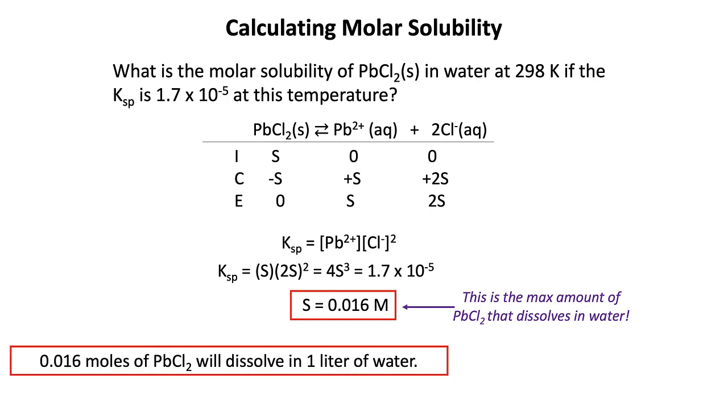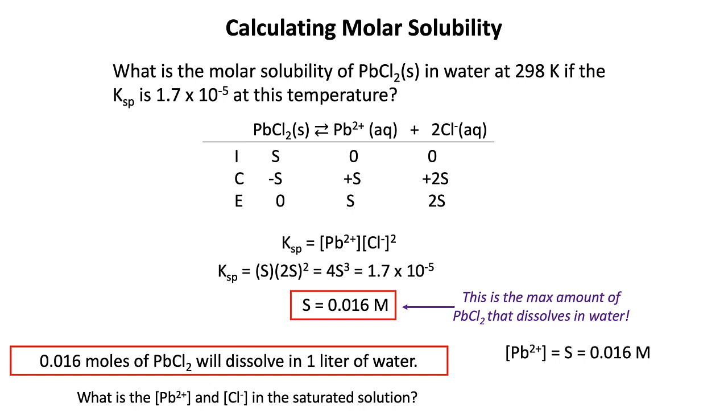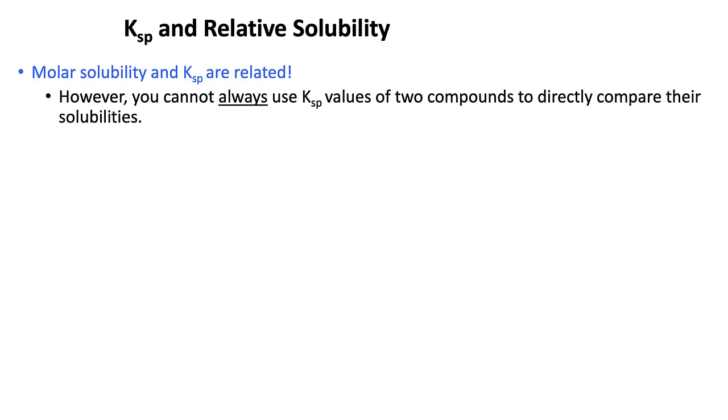The takeaway here is that 0.016 moles of lead 2 chloride are going to dissolve in a liter of water, and when that occurs, the lead 2 and chloride concentrations are going to be 0.016 molar for the lead 2, because it's equal to S, and 0.032 molar for the chloride, 2S. So the stoichiometry of these dissociating compounds is still very important, because the chloride concentration will be twice as large as the lead 2 concentration.